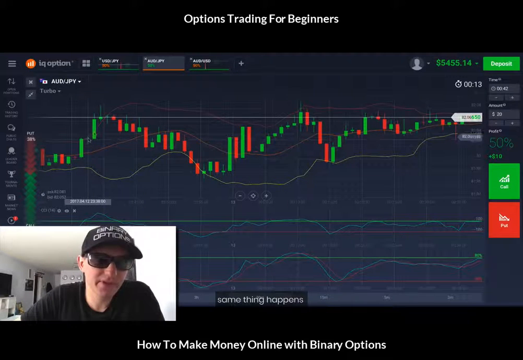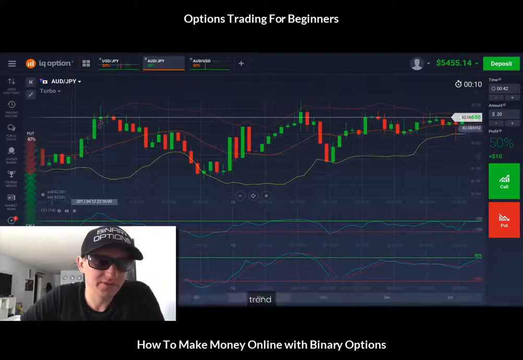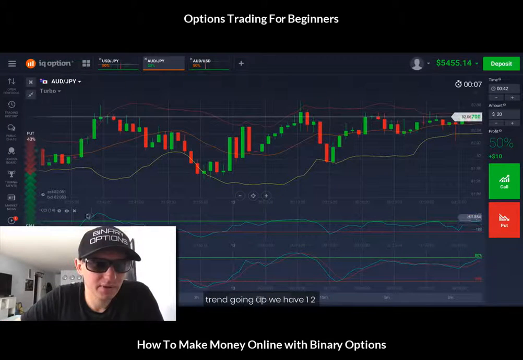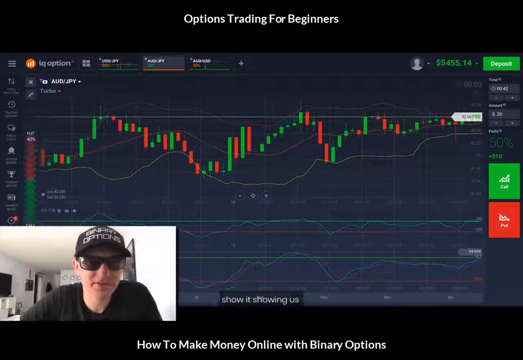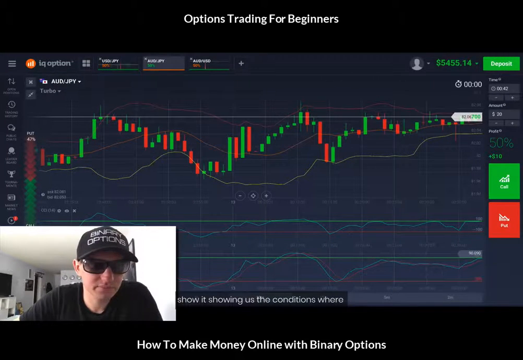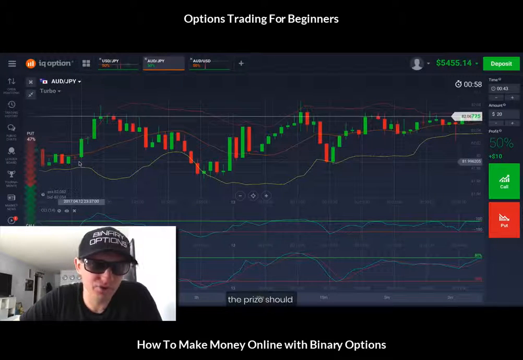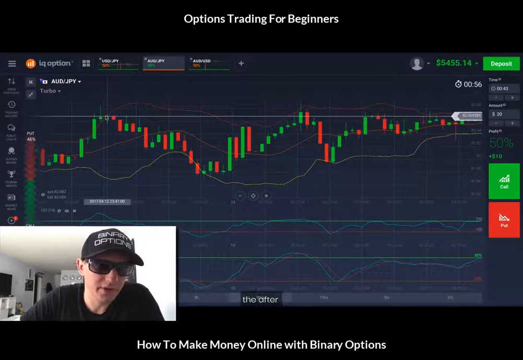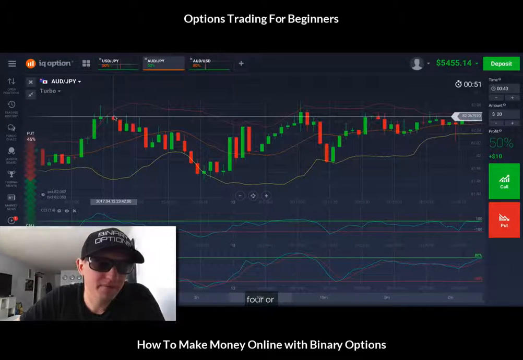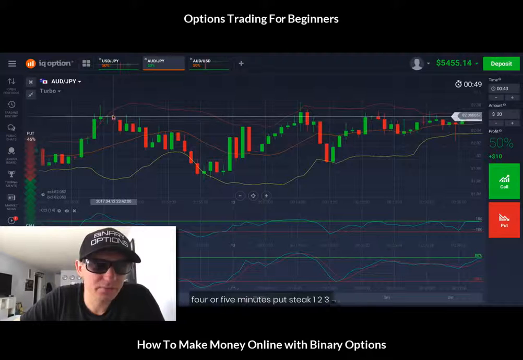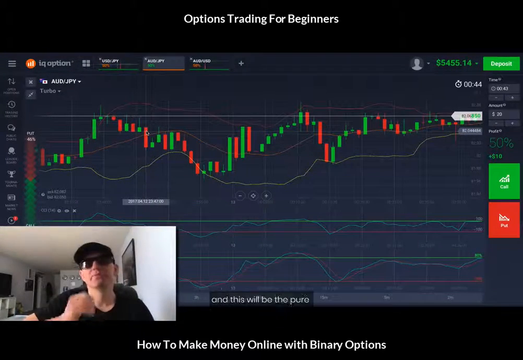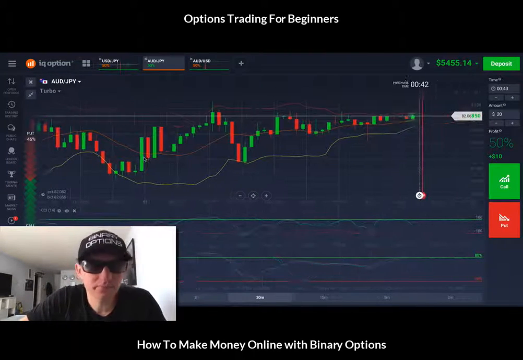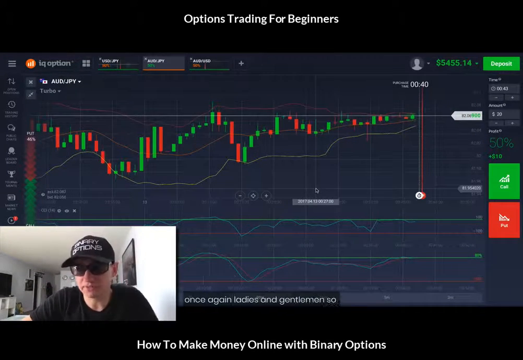The same thing happens over here, the small trend going up. We have 3 indicators showing us the conditions where the price should start moving down, and after this candle I'm gonna make a 4 or 5 minutes put stake, and this will be a pure win once again, ladies and gentlemen.